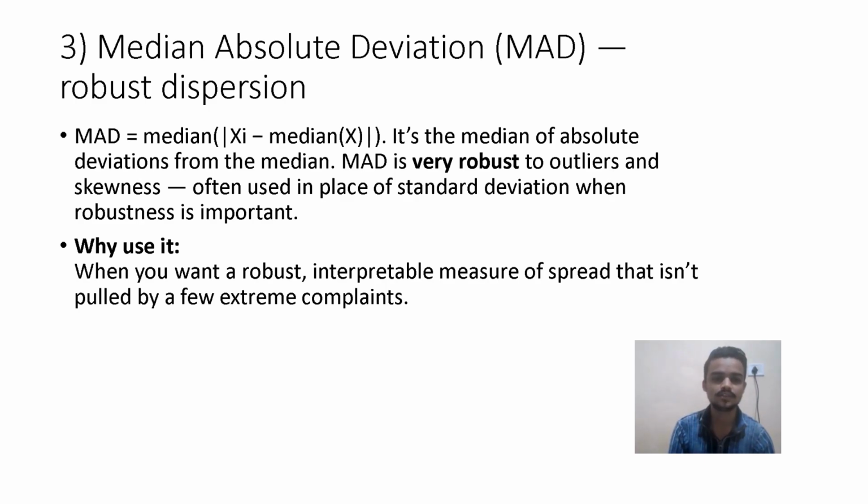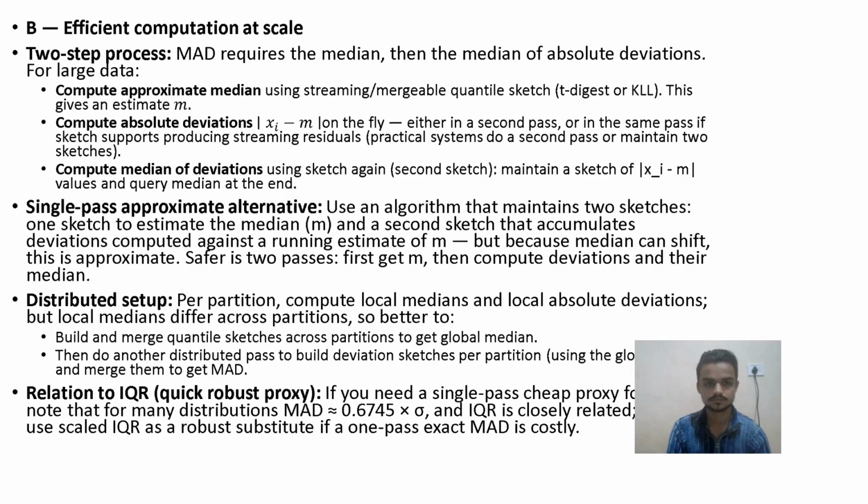Median absolute deviation. MAD is calculated by taking the median of the absolute difference between each value and the dataset's median. The best thing about the MAD is that it's extremely robust to outliers and skewed data. Unlike standard deviation, a few extreme complaints won't distort MAD, so it's a great choice when we want a stable and interpretable measure.